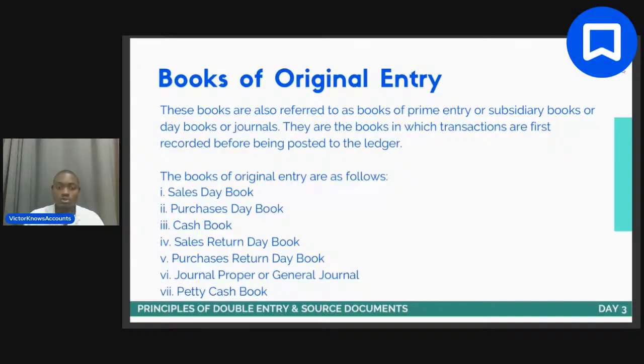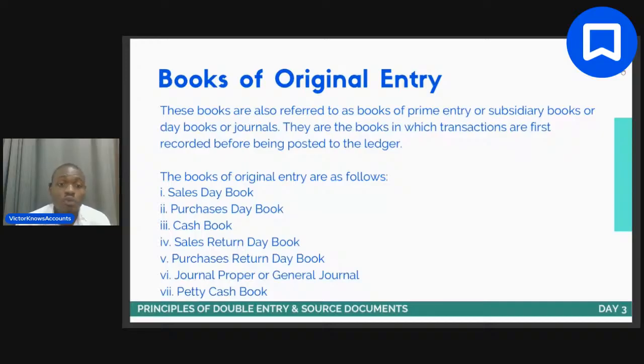All right. So let's start. Sales day book. Now, what's our sales day book? So sales day book is just a book of original entry where credit sales are entered. So when you sell goods on credit, the place you enter it into is what? We said the books of original entry are books where transactions are entered first, before they are posted to the ledger.